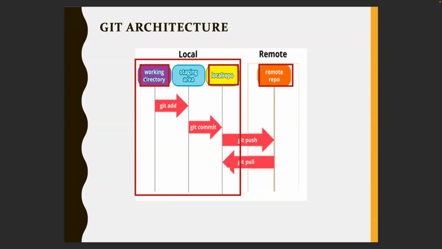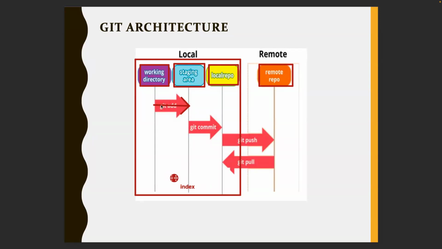Now, I made some changes in a folder called the working directory. How do your changes go in? After making changes, I should move them to something called the staging area. Staging area is also called the index area. It's a virtual layer. It's not a physical folder. It's just a virtual layer.